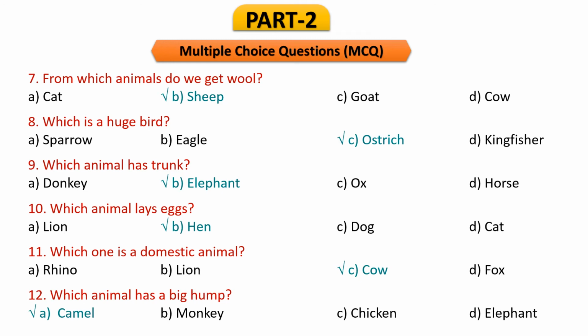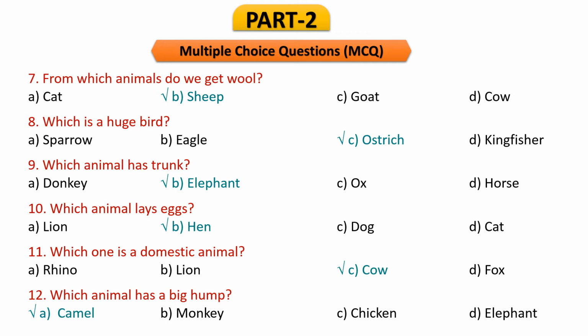Question number 9. Which animal has trunk? Option A, donkey. Option B, elephant. Option C, ox. And option D, horse. As we have seen in the picture in our textbook, only the elephant has the trunk. So the answer will be option B, elephant.